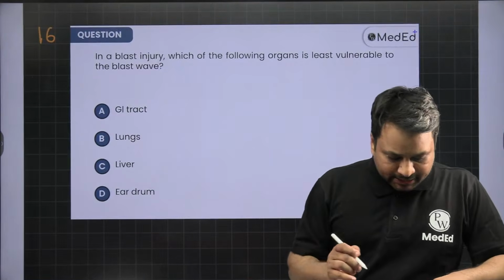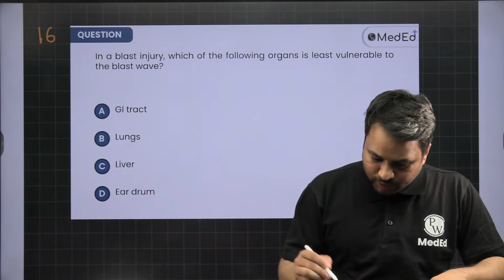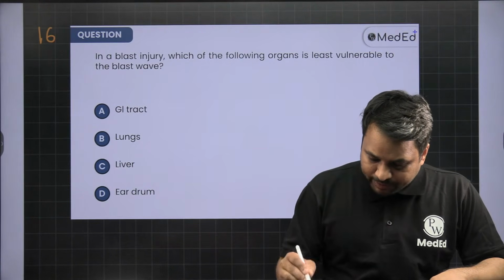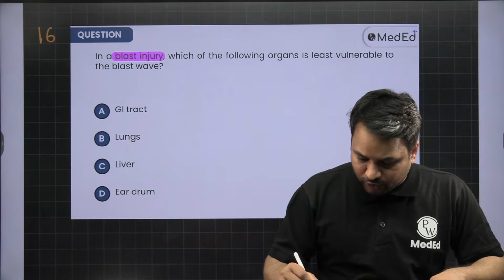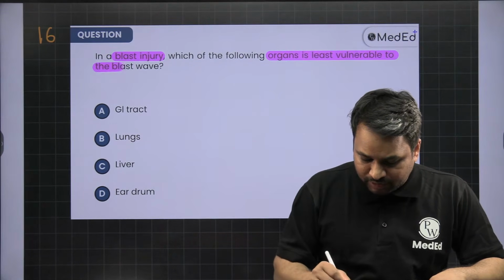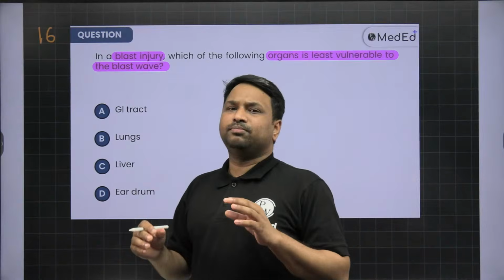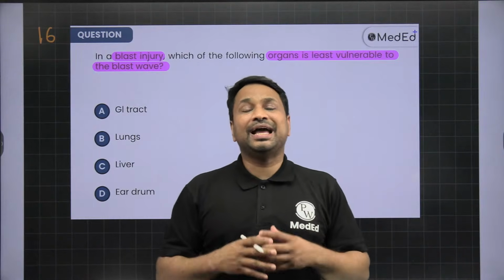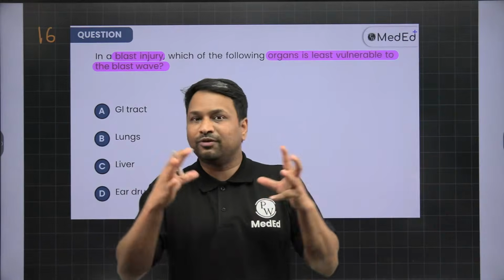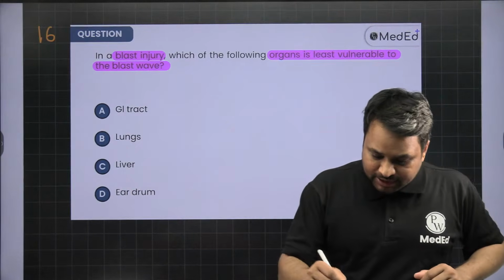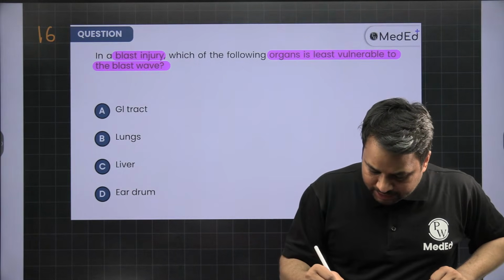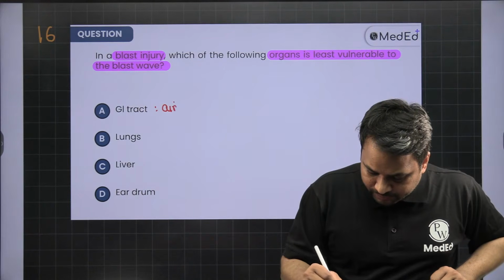Question number 16. In question number 16, what do you have? We are talking about a patient with a blast injury. Which of the following organs is least vulnerable to the blast waves? Now you see, blast waves are shock waves and they amplify in hollow spaces where you have air. Now GI tract, does it consist of air or not? The answer is yes, it consists of air.